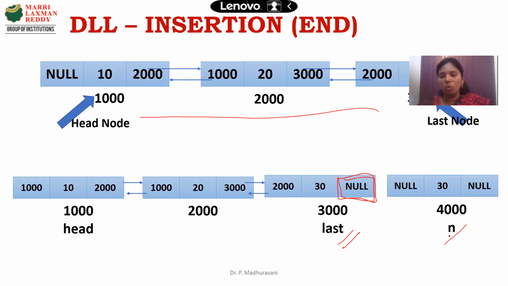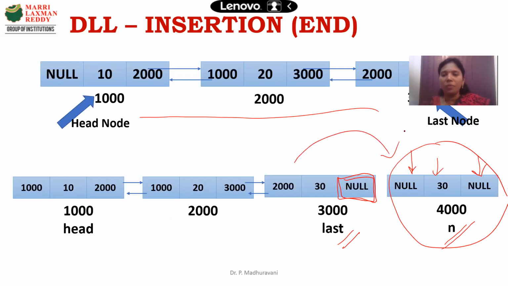Now take a new node n, refer to the memory with n, insert the data value, and make the next part null and the previous part null. Now you attach this node at the end of this list. For that you need to give the links between last and n. The forward link can be given by holding the address of n in the next part of last. Similarly, you give the previous link by storing the address of last in the previous part of n.